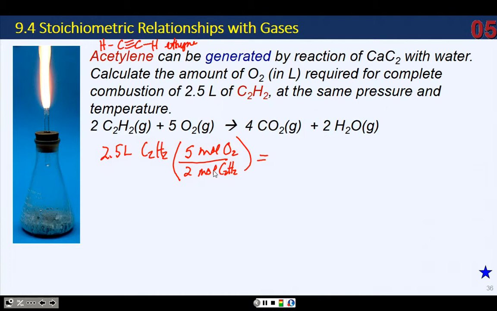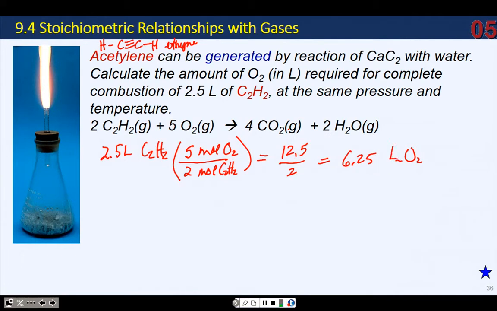2.5 times 5 sounds like a number we can do. That will give you 12.5, and you divide that by 2. And if your math is working for you, that should be 6.25, same unit now, liters of oxygen required. So it's a very simple relationship once you know how to use it. Now, we won't always use it that way, but sometimes we will.